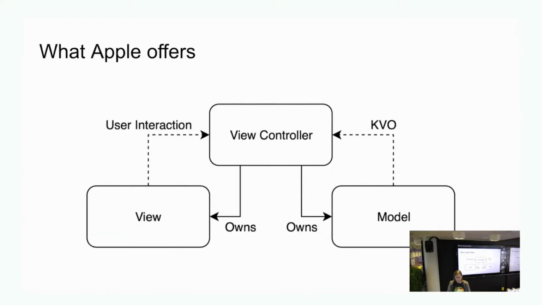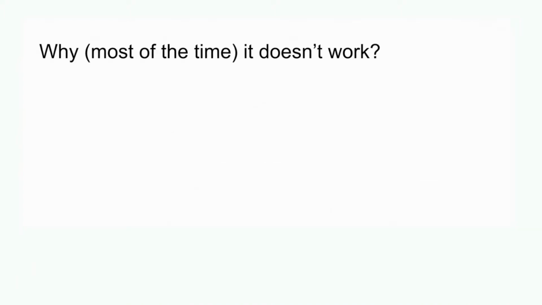So let's start from what Apple offers, and this is the general MVC pattern that Apple actually offers to use when we develop native iOS applications. Here we have model, view and view controller, and the idea is to split responsibilities. It looks quite simple, and most of the time it doesn't work. Why is that? First of all, we have the massive view controller problem, when the view controller is responsible for too many things. It just does so much that it becomes very difficult to handle.